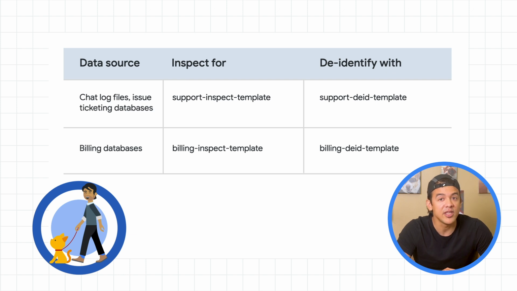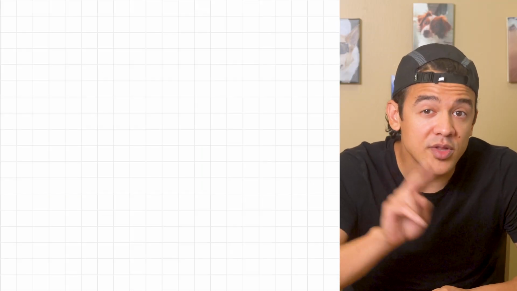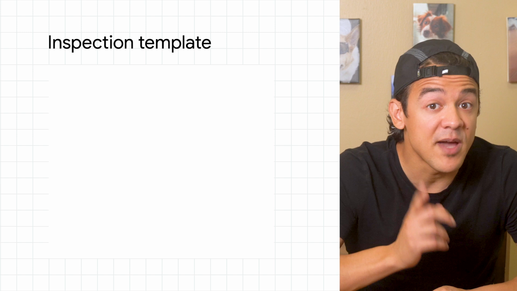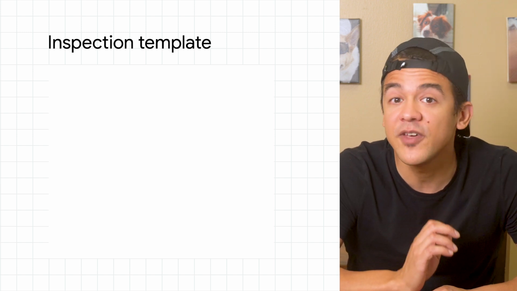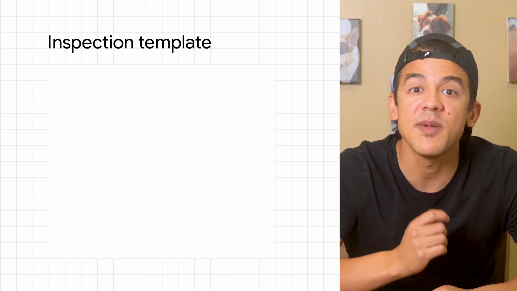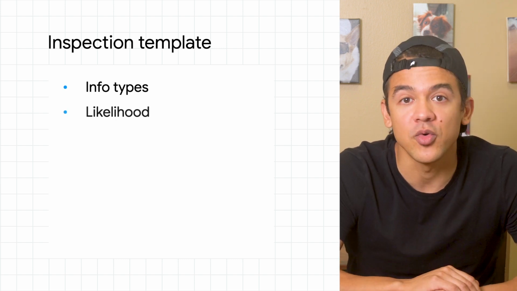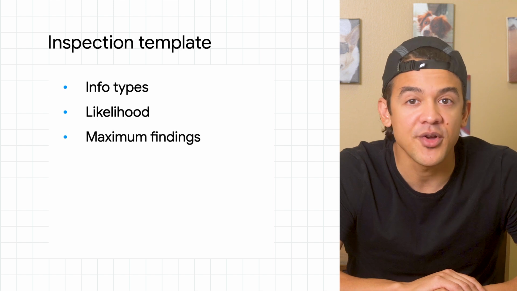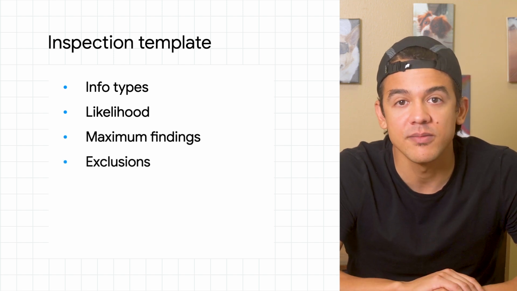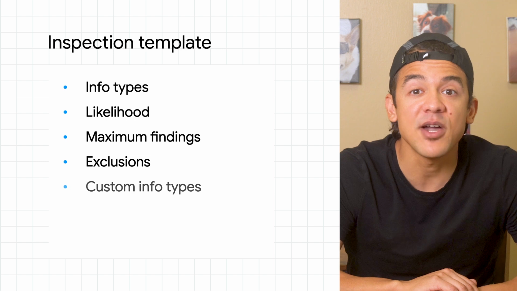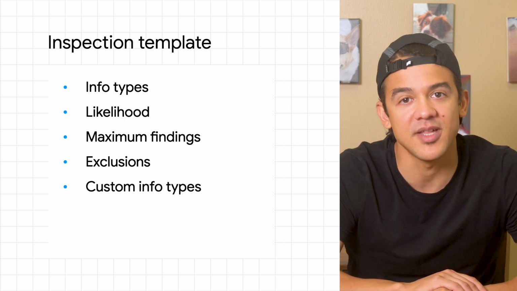Templates allow you to save DLP configuration details and reuse them against any data that you might have, essentially decoupling configuration information from the implementation of your requests. There are two types of templates. An inspection template is going to save any configuration having to do with the process of inspecting your data, like what info types you want to discover, a likelihood threshold, maximum number of findings to return, and exclusion rules. You can even use an inspection template to define your own custom info type.